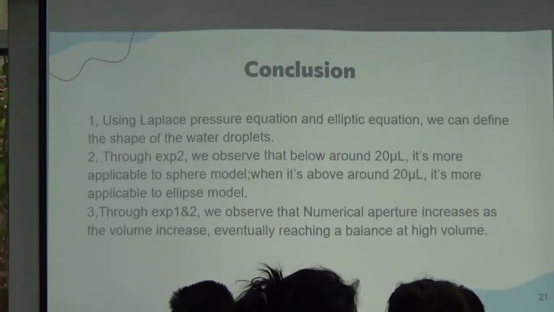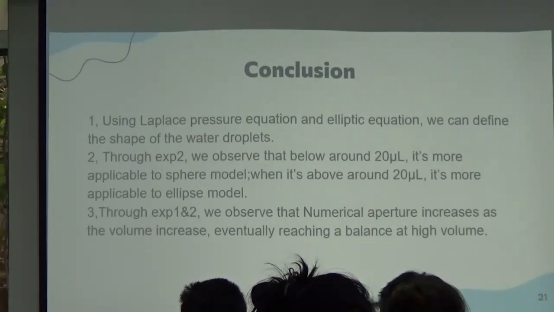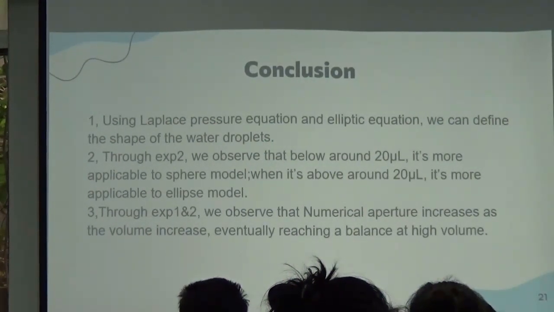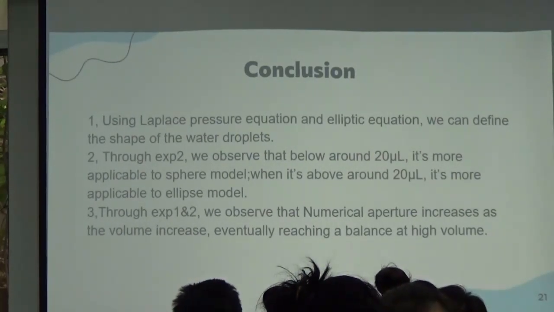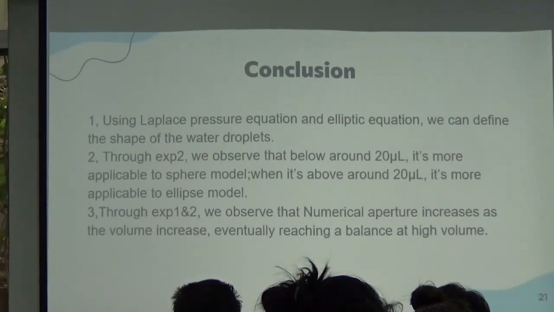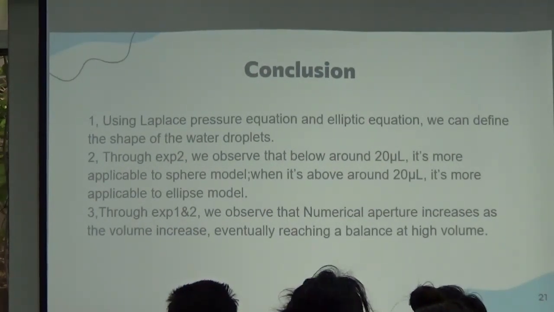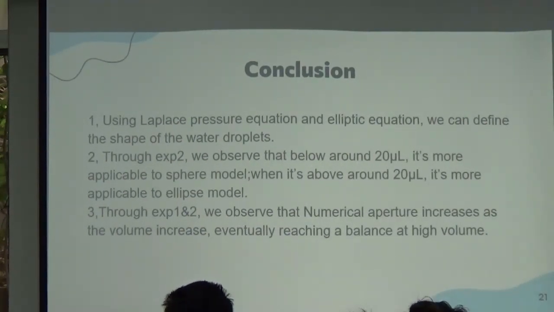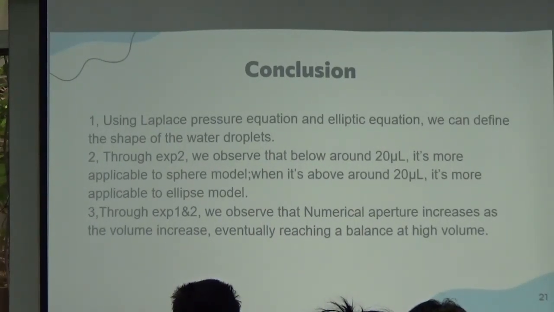And for our conclusion, from using the Laplace pressure equation and elliptic shape equation, we can define the shape of the droplets and therefore get theoretical values of A1, B1, focal length, magnification, and the radius of the curvatures. And second, through experiment 2, we observed that below around 20 microliters, it's more applicable to the sphere model. When it's around 20 microliters or above, it's more applicable to the ellipse model.